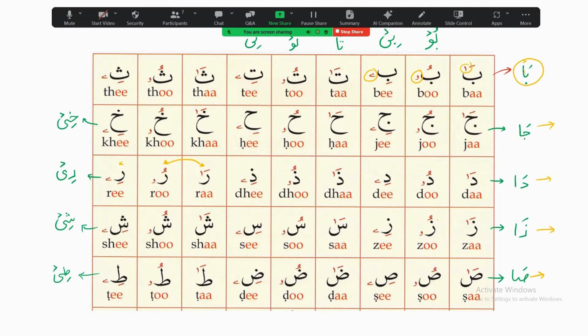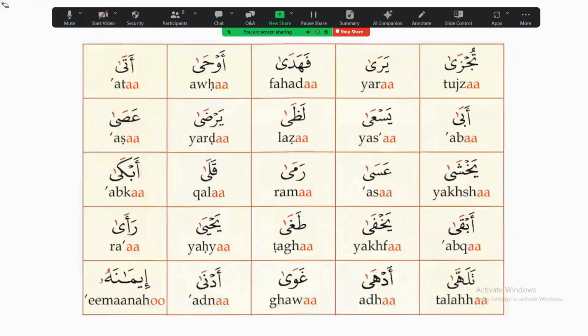Za, zu, zi, sa, su, si, sha, shu, she, saw, su, si, ضا, ضو, ضي. The heavy ضاد, okay? The heavy طا is next. طا, طو, طي. Okay, so I hope that you're finding this simple, inshallah, okay?